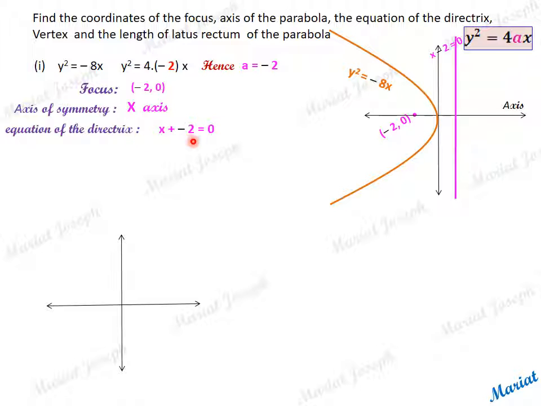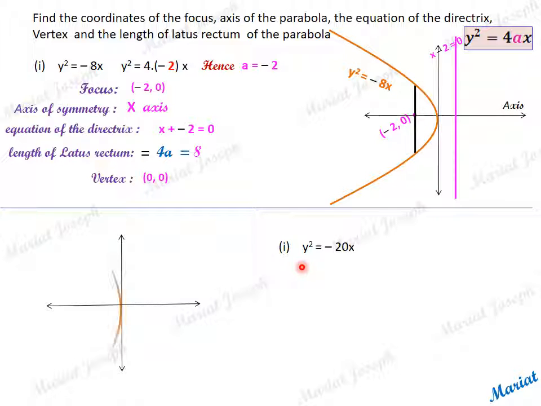Hence, the equation of the directrix is x minus 2 equal to 0. Axis of symmetry is x-axis itself. Vertex is origin. Length of latus rectum is 8. Length is positive. Length cannot be treated as minus 8. It is 8 units. Now, go for another example in which again a is coming negative.